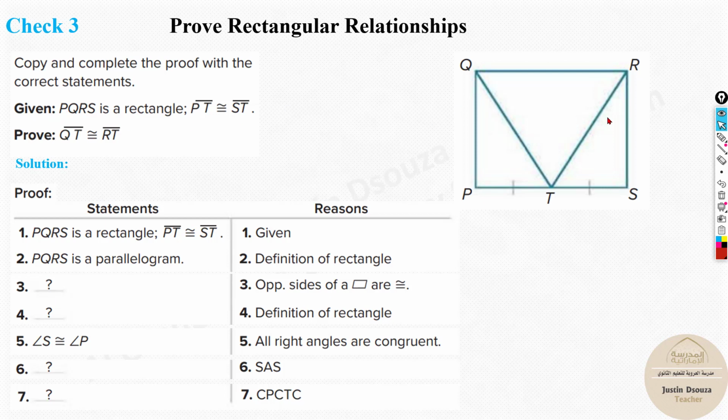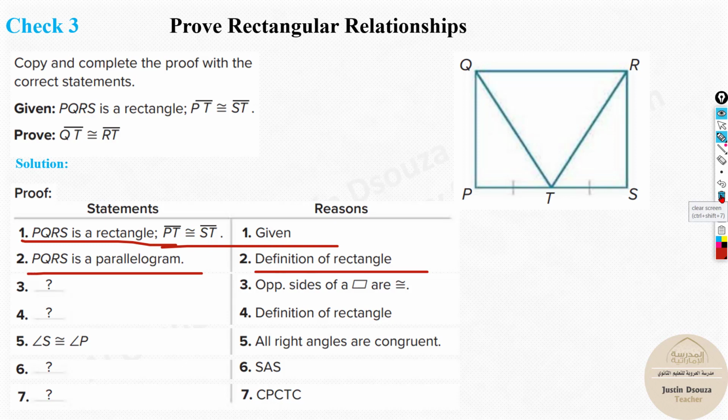They have given you that PQRS is a rectangle. They have also mentioned PT and ST are congruent. We need to find QT and RT. The first one is given, whatever is given, you just write it out. That is, PQRS is a rectangle and PT is congruent to ST, that's given. Now if PQRS is a rectangle, then it's obviously a parallelogram. That is the definition of a rectangle.